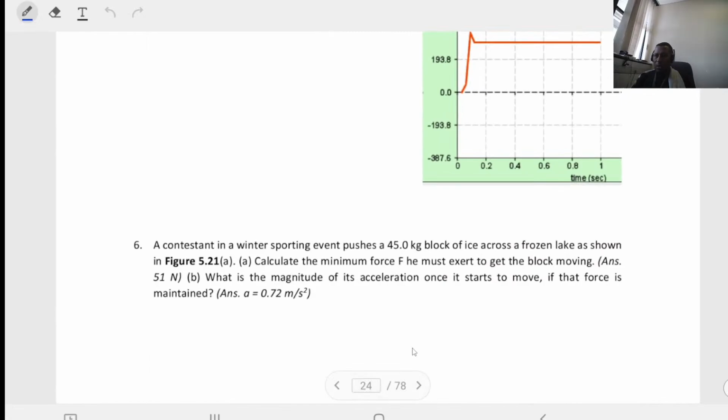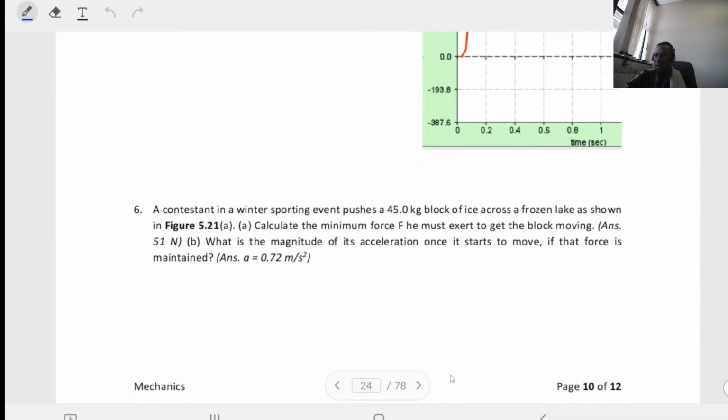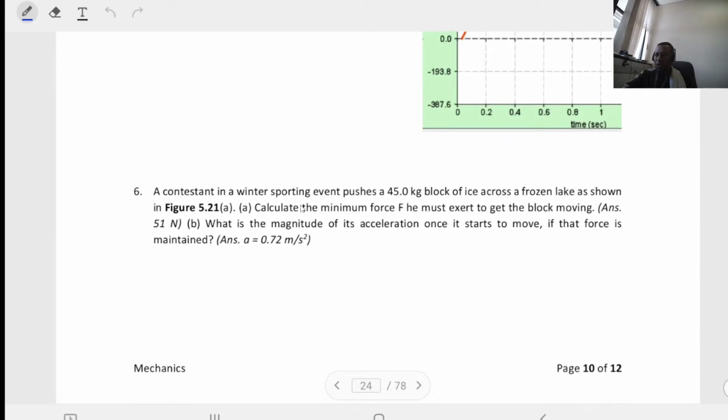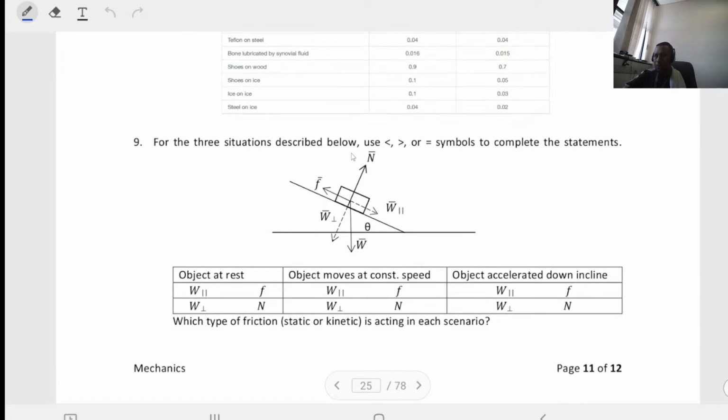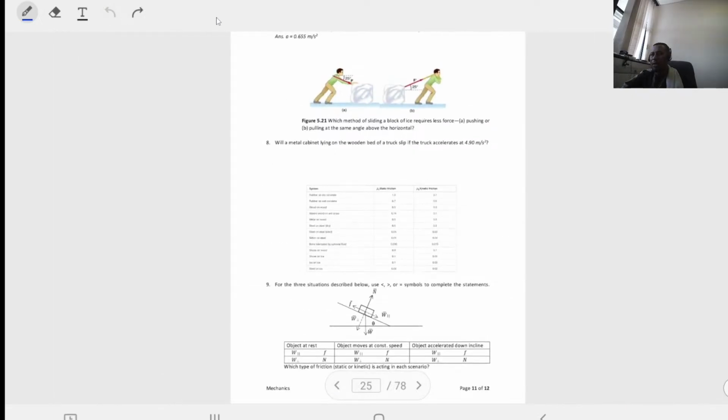A contestant in a winter sport event is pushing a 45 kilogram block of ice across a frozen lake, as shown in the figure. 5.2.1a. Where is this one? Calculate the minimum force F he must exert to get the block moving. I think I must do this one. Let me first go check that. Yeah, this is the one.